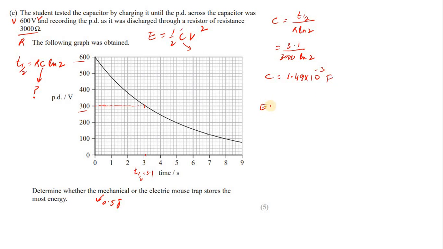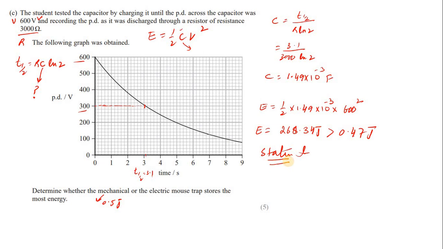So the energy stored is half of 1.49 × 10^-3 into V squared, 600 squared. So the energy is 268.34 joule. Of course it is greater than 0.47 joule. So for the electronic mousetrap, you need to write this statement, please. Don't forget a statement of comparison that the electronic mousetrap is storing more energy compared to the mechanical mousetrap.